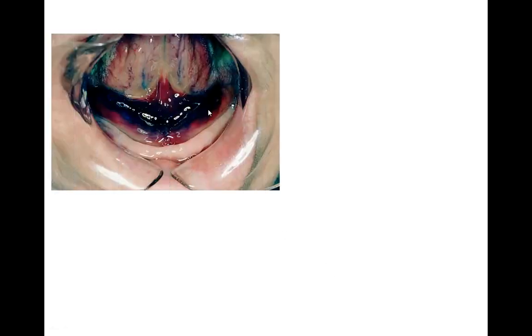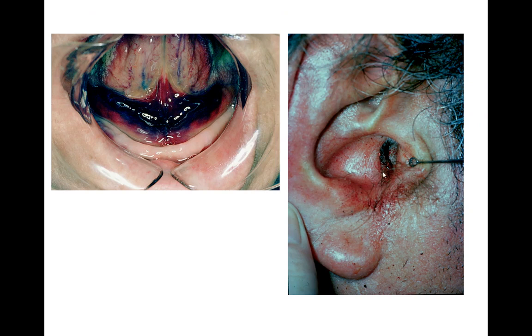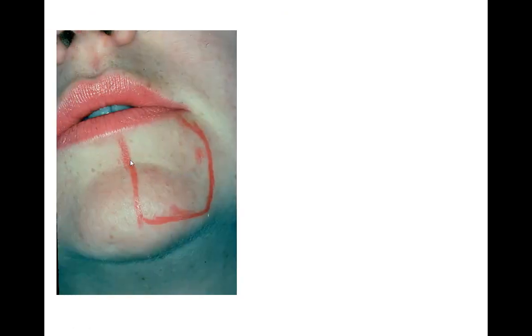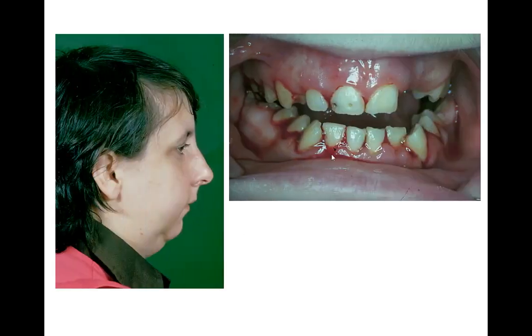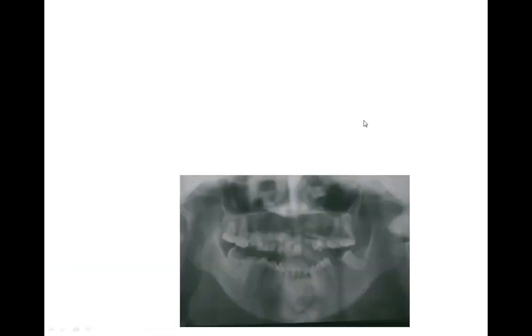This is sublingual hematoma, bleeding from external acoustic meatus. And this is mental nerve paresthesia. That means the inferior alveolar nerve enters into the mandible through mandibular foramen and exits through mental foramen. Any fracture at this point leads to mental nerve paresthesia. This is again trismus, inability to open the mouth. You say it's a trismus.